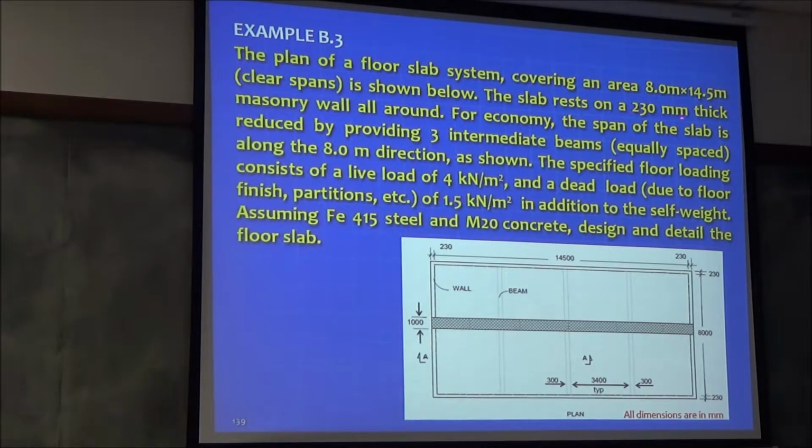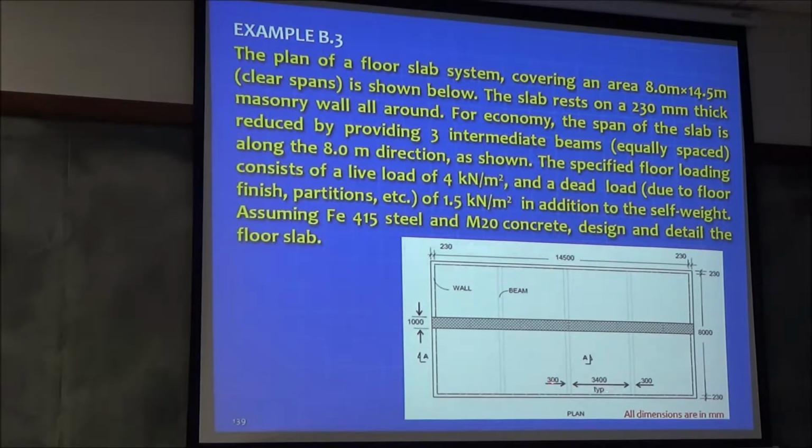The slab rests on a 230 mm thick masonry wall all around. In this example, for economy, the span of the slab is reduced by providing 3 intermediate beams. The specified floor loading consists of live load of 4 kN per square meter and a dead load due to finished partitions of 1.5, in addition to self weight. In your case, you'll assume Fe 500 grade steel and M30 grade concrete. Okay, this is Chennai, it's moderate to severe exposure. Start getting used to the idea of M25 or M30 grade concrete.